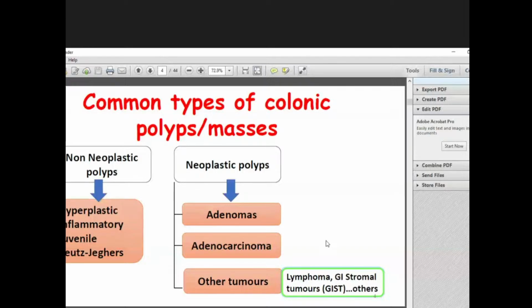Okay. Neoplastic polyps can be benign or malignant. They can arise from epithelium, adenoma. It can be a carcinomatous polyp, carcinoma, or it can be another tumor like lymphoma of the GIT, which can also have a polypoidal projection into the lumen of the GIT, GIST, gastrointestinal stromal tumor, or other tumors can have a polypoidal projection. So if you are asked to mention two non-neoplastic polyps or three neoplastic polyps: adenoma, adenocarcinoma, lymphoma, GIST. Okay, this would be your answer.